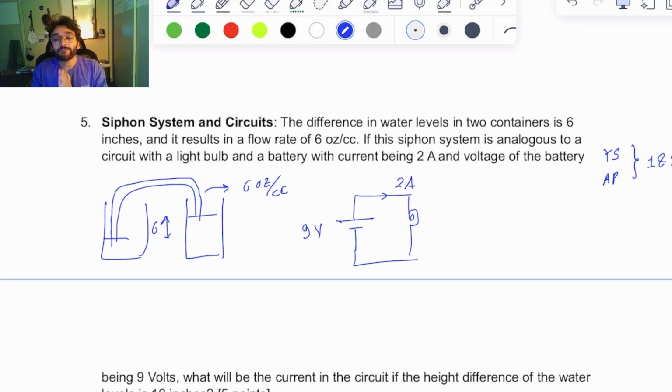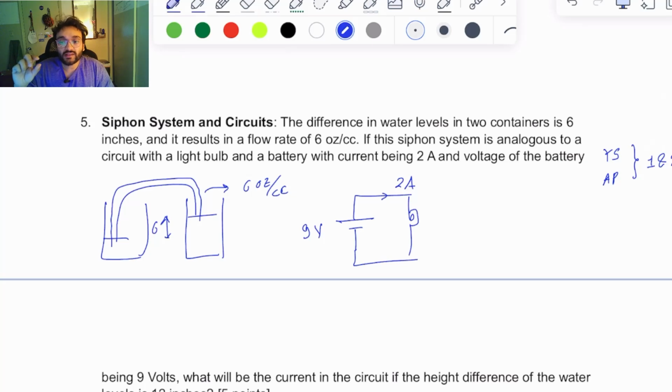The height difference in the siphon system is the same as the voltage in the circuit, because height difference is the reason there is a flow rate in a siphon system. In the same way, the battery, which is providing the potential difference, is the reason that we have current in the circuit. So if you increase the height difference of the water levels in the siphon system, it is as if you are going to increase the current in the circuit.